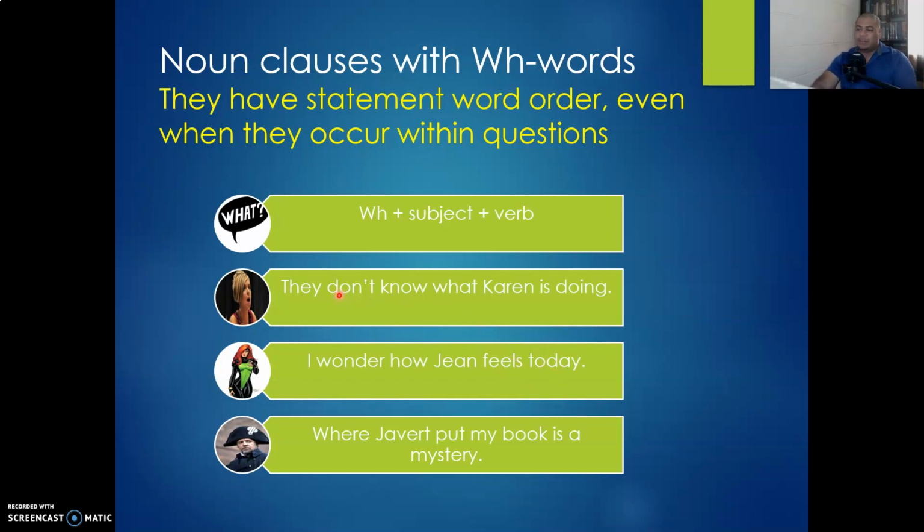They are still noun clauses. How do I know they are noun clauses? Because they behave like nouns. How do I know they behave like nouns? Because they are performing roles that only nouns and noun equivalents can perform. They don't know what Karen is doing. Is the direct object. I wonder how Jim feels today. I wonder what? How Jim feels today. That's again the direct object. Where Javert put my book is a mystery. What is a mystery? Where Javert put my book. That is acting as the subject. Okay? So that's how I know they are noun clauses.